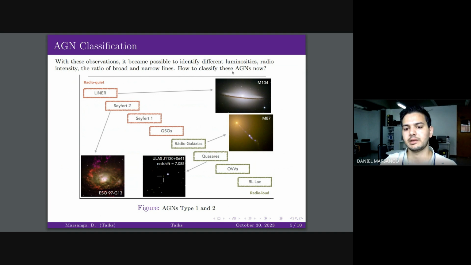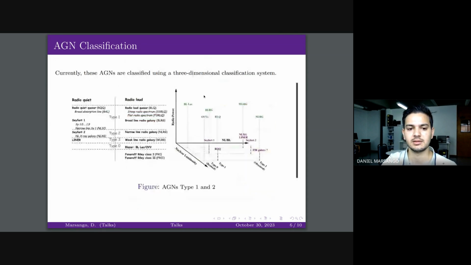The question to answer is how to classify these AGNs now. For example, LINERs have low luminosity compared to Seyferts and quasars. The LINER and Seyfert have less radio activity compared to BL Lac and quasars. The Seyfert 1 have broad and narrow lines. Seyfert 2 have narrow lines only. How do we classify these AGNs?